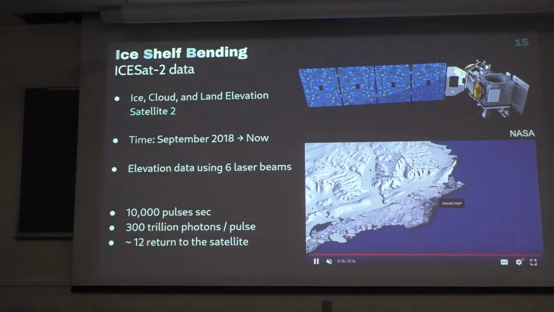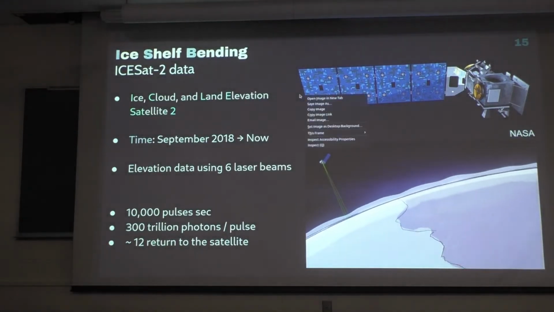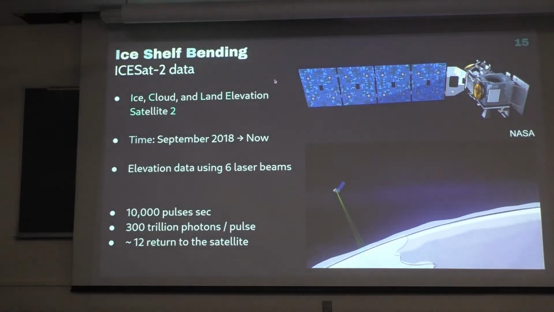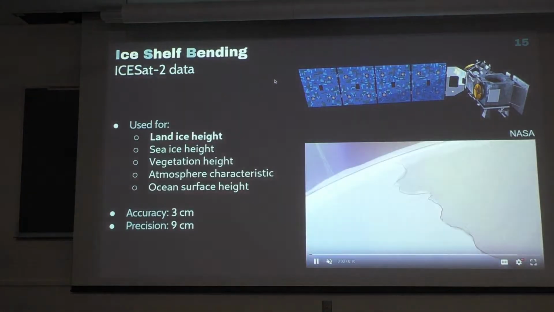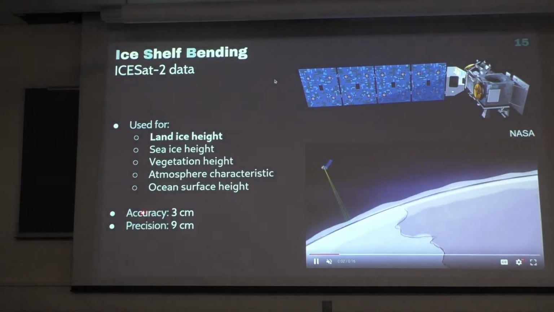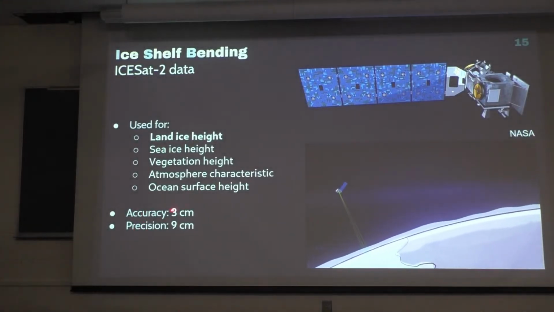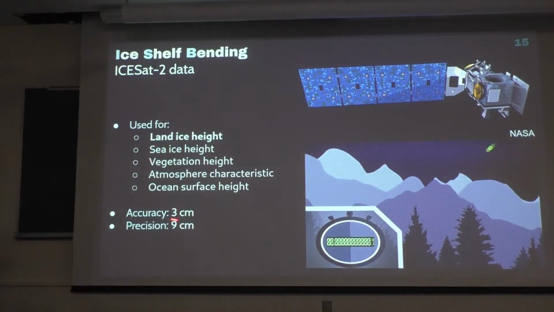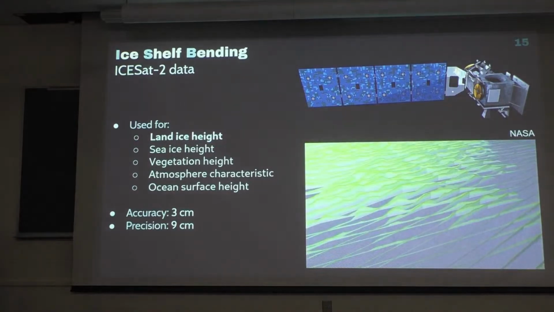But the main point of this satellite is that you can have very good accuracy of the surface elevation. And there is a wide range of applications, and the one we are going to use now is the land ice.